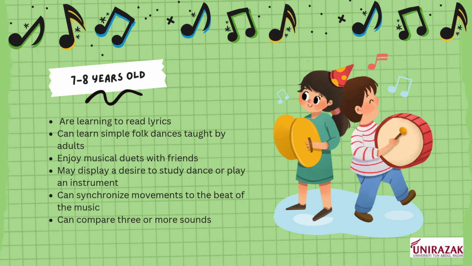All right, for children aged 7 to 8, musical skills become more developed. They may begin to read song lyrics and learn simple dances. They enjoy making music with friends. Some children may become interested in learning an instrument or dance. They can also move more accurately according to the beat and compare different sounds.